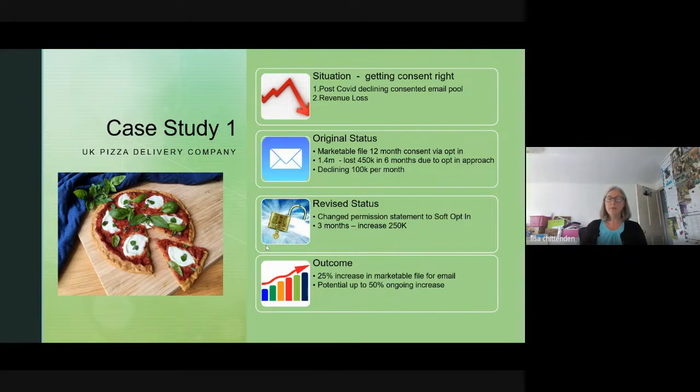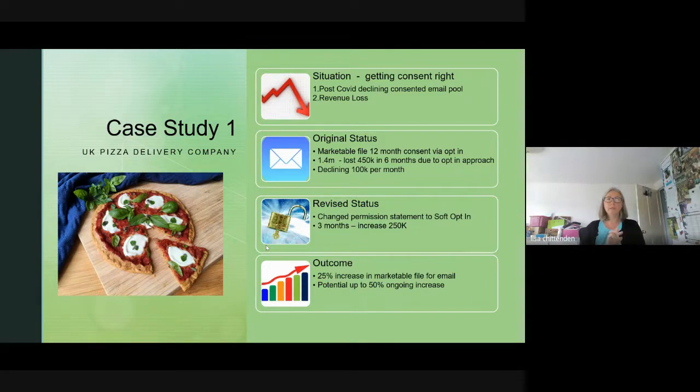So we reviewed that with them, and as I said, what they'd done historically with opt-in, they had to keep, but they changed their permission statement within their online order process to a soft opt-in. And within 3 months, they began to increase that marketable file again, even though the actual number of customers was flattening out. The outcome was a 25% increase in the marketable file in that time frame, and they predicted they were going to go above and beyond their original marketing file within the next few months. We don't know the revenue outcome, we didn't get that information, but it made a material difference to the amount of people that they could market to.